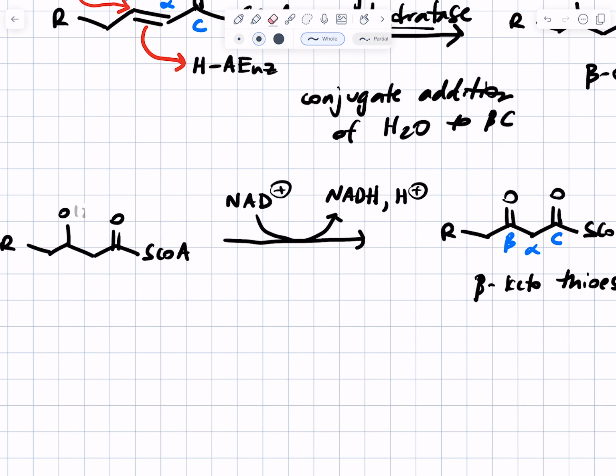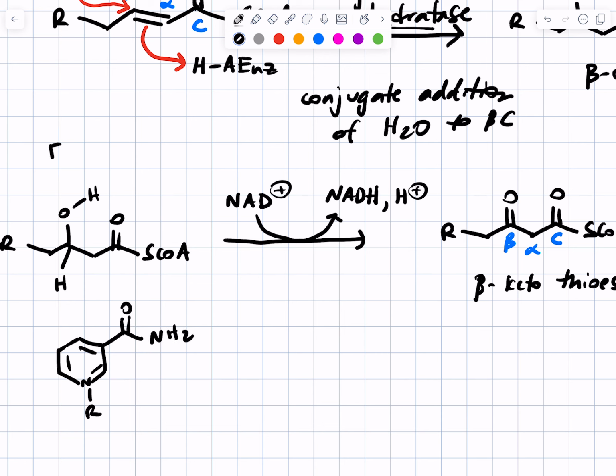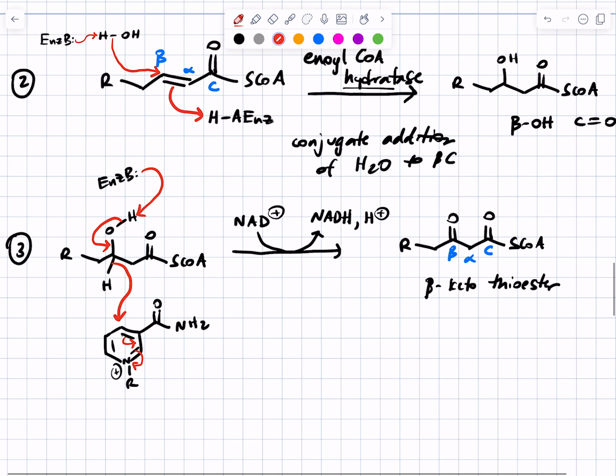Real briefly, though, I told you I wouldn't do it, just as a reminder of the NAD plus mechanism. This is the structure of NAD plus. A base from the enzyme removes the proton on the alcohol, electrons kick down, and hydride is delivered to NAD plus, and then you can rearrange the arrows on NAD plus to get NADH and your beta keto thioester.